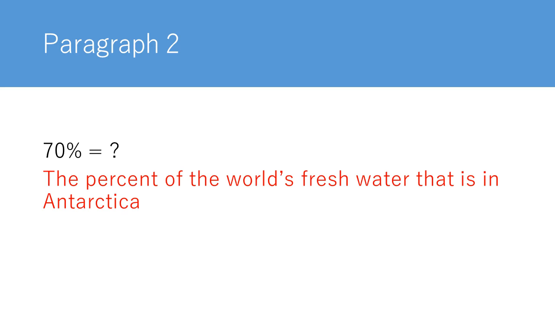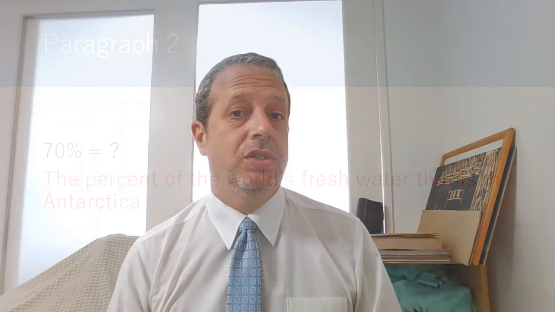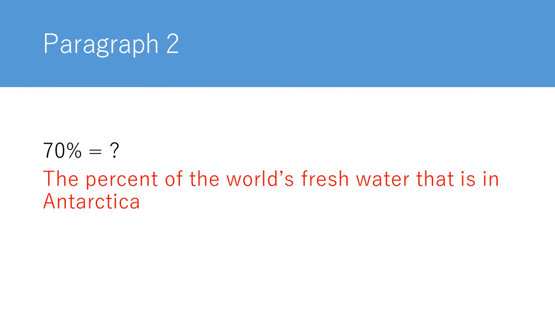Okay, hope you found the answer. The answer here is 70% is the percent of the world's fresh water that is in Antarctica. Now you might remember from the last video, or maybe you noticed on the page, a definition of fresh water. But again, fresh water is just that water that you can drink. It's water without salt in it or a high level of salt in it. It's the water that you find in lakes and rivers, but not in the ocean.